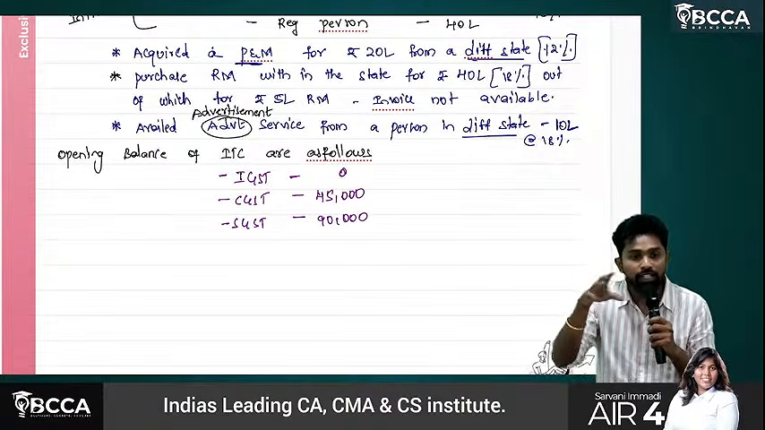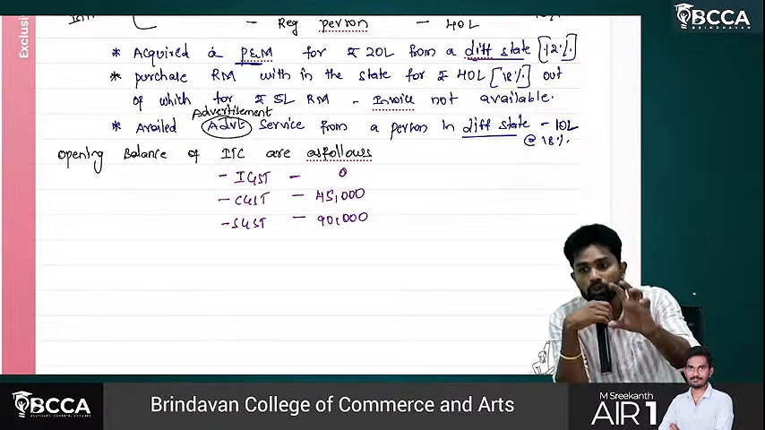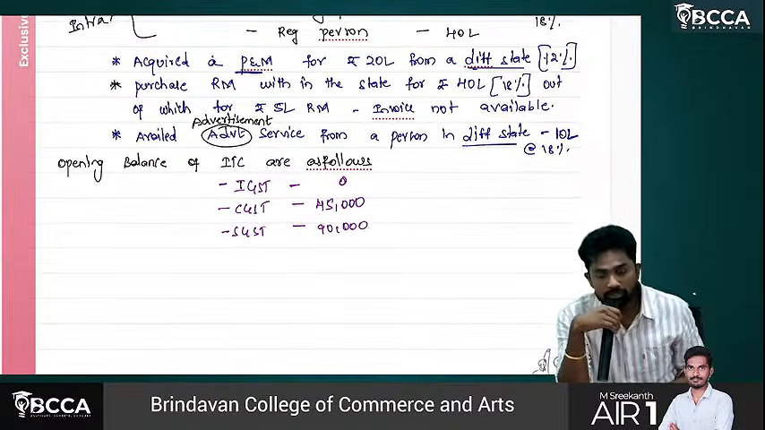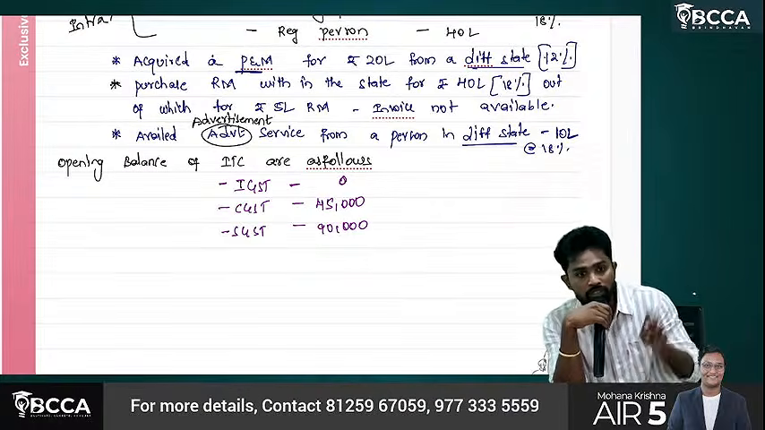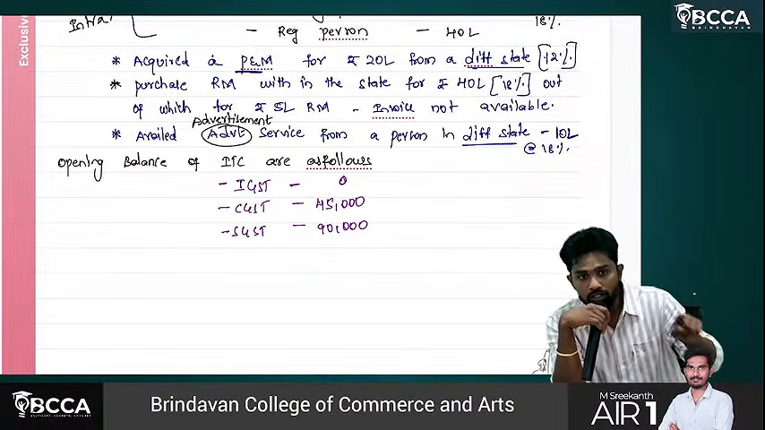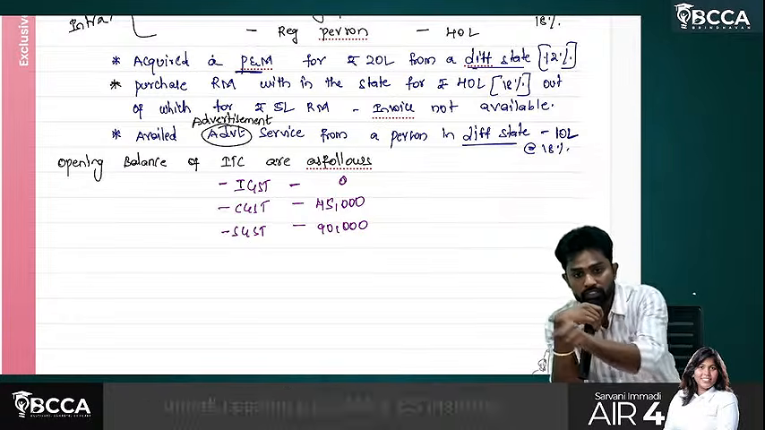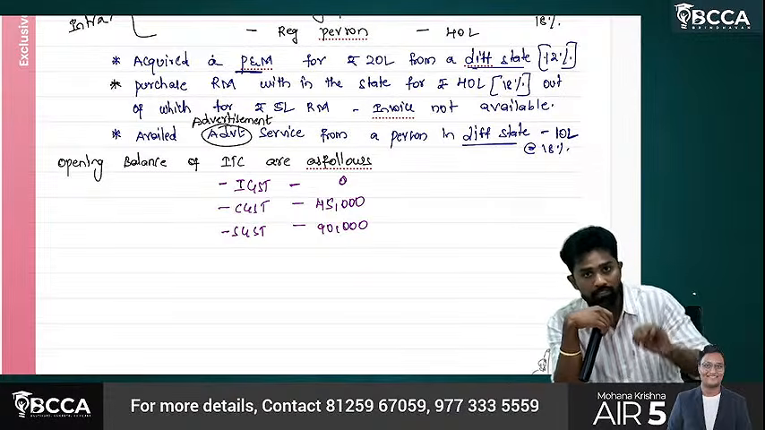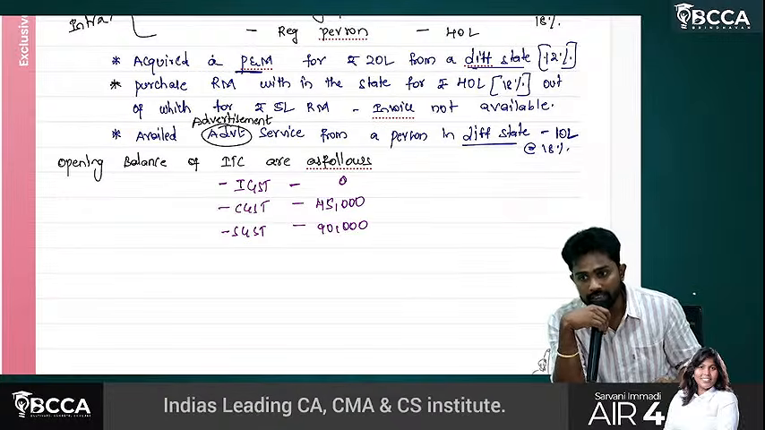So this kind of question we will solve in 3 steps. Step 1, first we will find out the total ITC available. Sir, how to solve? IGST, CGST, SGST. We will take 3 columns. First we will take opening balances. What are the opening balances? 0, 45,000, 90,000. IGST, CGST, SGST. Then how many inwards are there? 3. On each inward we will calculate how much ITC is available.